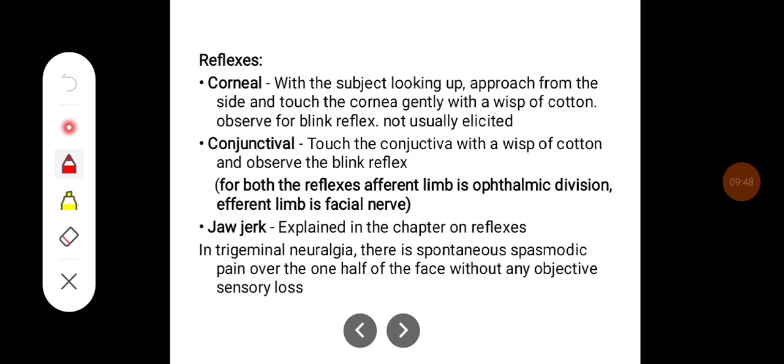Then reflexes have to be assessed. The corneal reflex will be tested with the subject looking up. There should be an approach from the side, and touch the cornea gently with a wisp of cotton, and then observe for the blink reflex. So there will be reflex contraction of the orbicularis oculi. Okay. So this reflex usually is not elicited because sometimes corneal ulceration can lead to blindness.